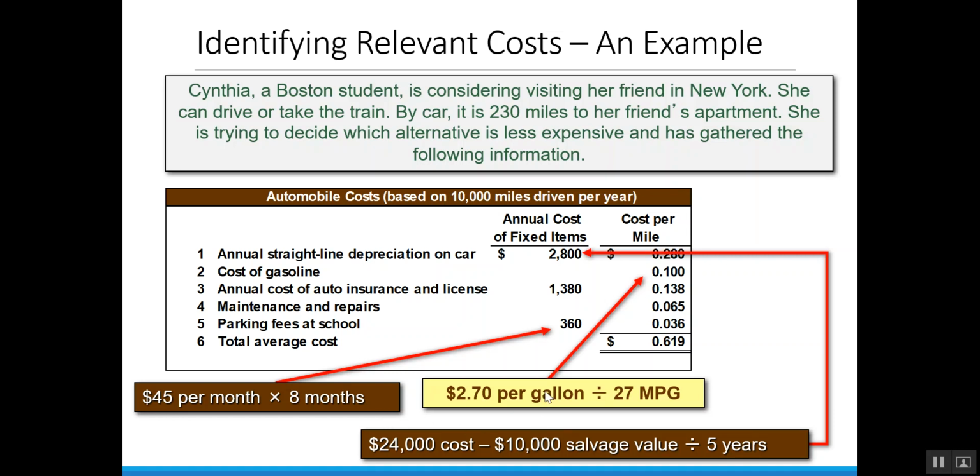By the way, this 10-cent cost per mile for gasoline is based on $2.70 per gallon divided by 27 miles per gallon. Parking, $45 a month for 8 months. You're going to divide that out by the 10,000 miles. You get 0.036. So these are her costs that she's identified associated with her car.